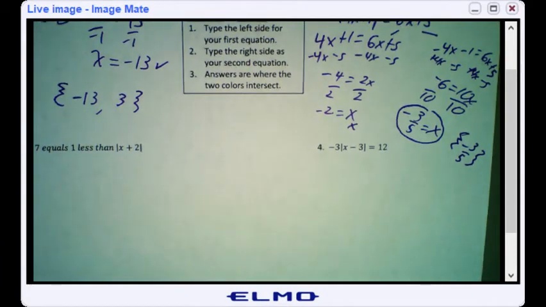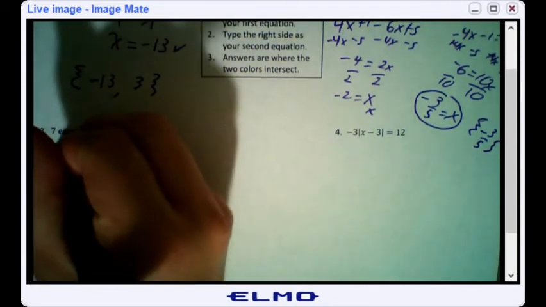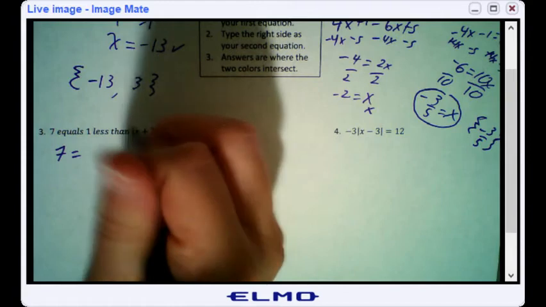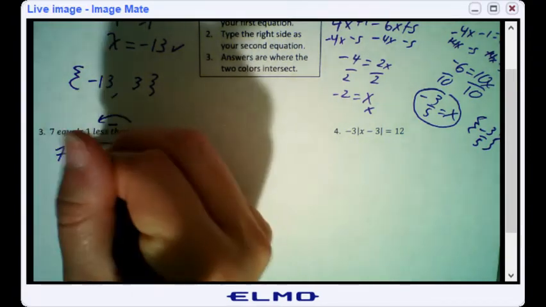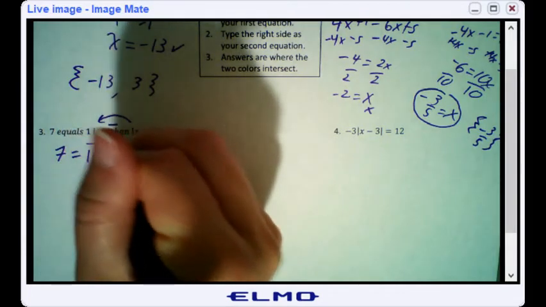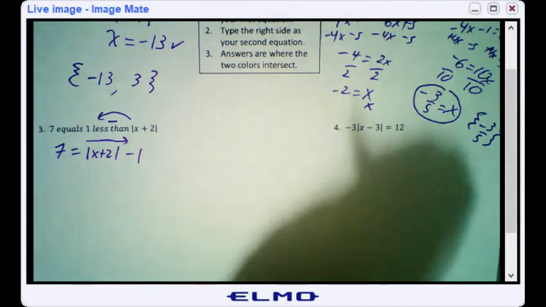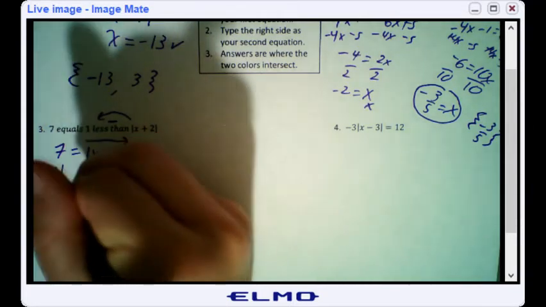For 3, it's a word problem. 7 equals 1 less than the absolute value of x plus 2. Less than means subtraction and a switch. So it's really going to be the absolute value of x plus 2, minus 1. Again, absolute value bars must be alone. So I'm going to start by adding 1 to both sides. So now I have 8 equals the absolute value.